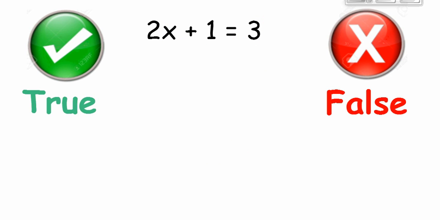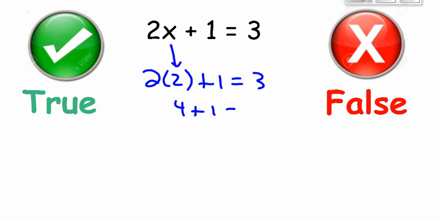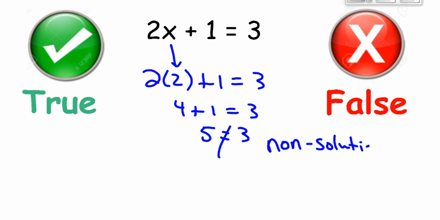What would happen if I plugged a number in and it came up as not true? Say, for example, if I plug in 2 for x. So if I just pick some random number, like 2, and plug it in for x, that's going to give me 4 plus 1 equals 3, which comes out to be 5 equals 3, which is not true. So this is a non-solution. Okay, so if it makes the equation work, it's a solution. If it doesn't, it's a non-solution. It's kind of like a true-false. If it works, the equation is true. If it doesn't work, it makes it false.